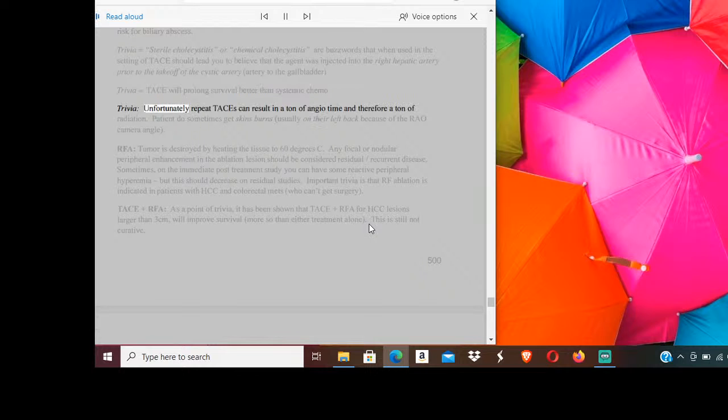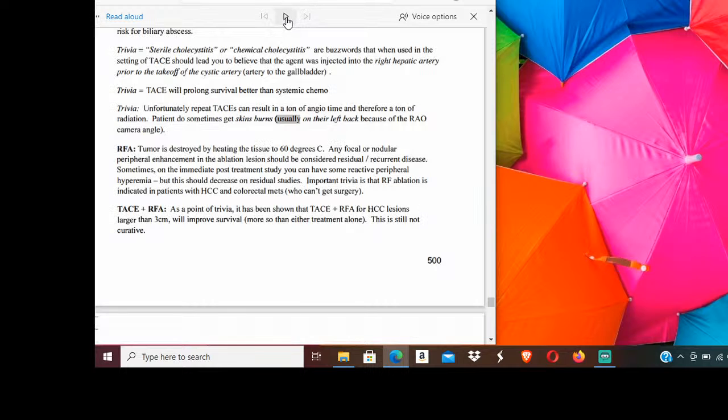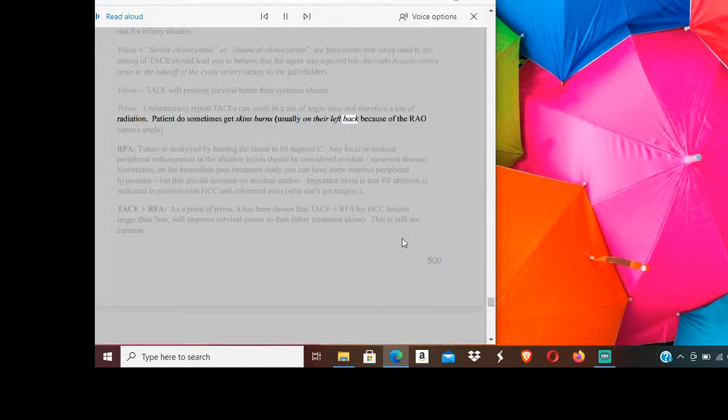Trivia: unfortunately, repeat TACEs can result in a ton of angio time and therefore a ton of radiation. Patients do sometimes get skin burns, usually on their left back because of the RAO camera angle.